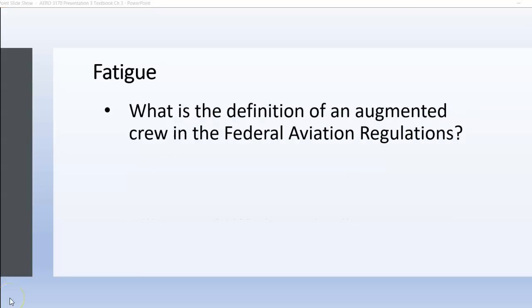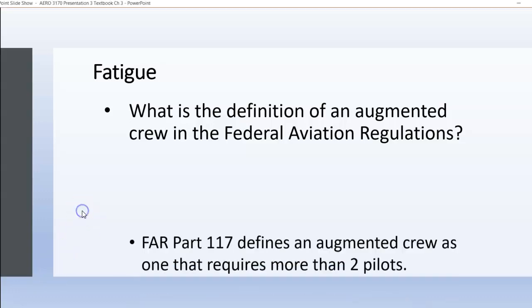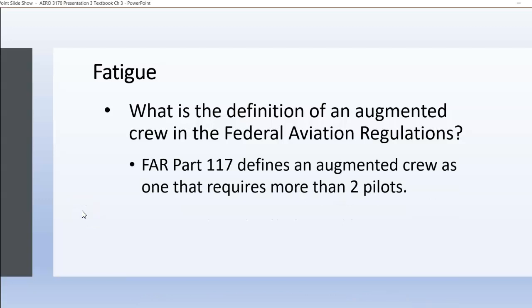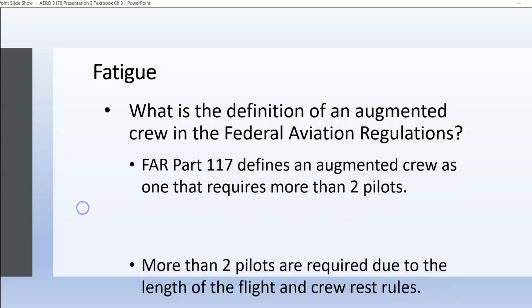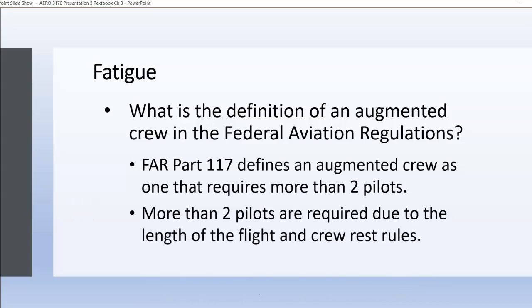FAR Part 117 includes some important definitions. The definition of an augmented crew in FAR Part 117 is a crew that requires more than 2 pilots. More than 2 pilots are usually required due to the length of a flight. So most international flights require an augmented crew.